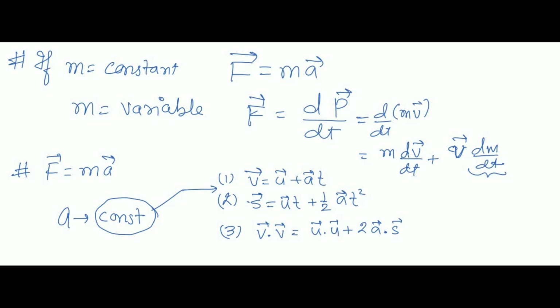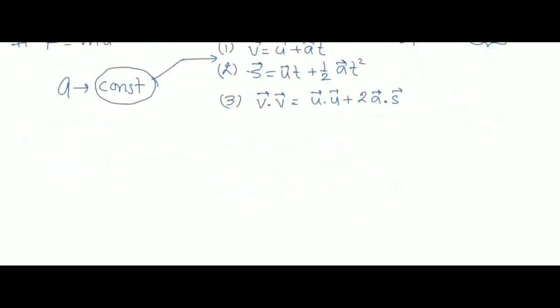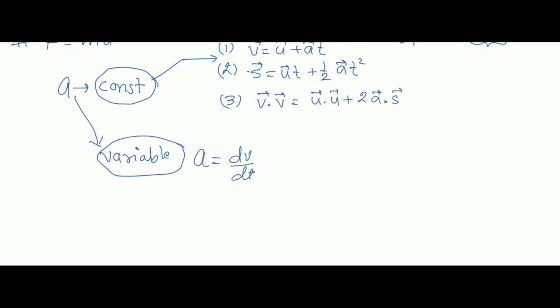Okay, now what to do? In JAM, whenever you come across problems, there can be a situation when acceleration is a function of time, or acceleration is a function of position. Then what to do? If acceleration is variable, then how to solve the problem? Then we use calculus, like derivative and integration: acceleration is equal to dv by dt. It is true for variable and also for constant acceleration. So if the problem is related to acceleration as a function of time, then we will use A is equal to dv by dt.